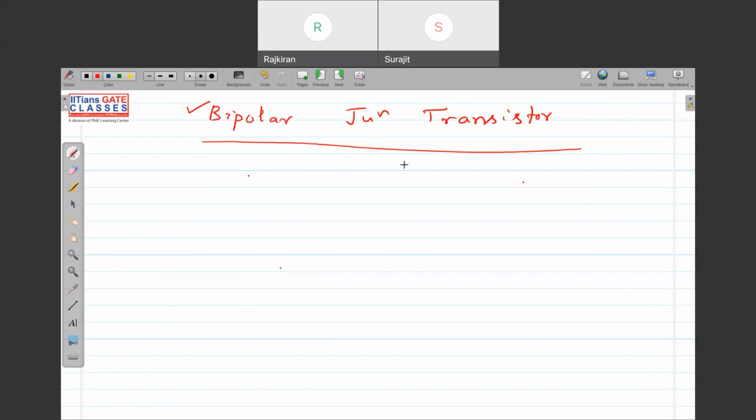So what is the property of this transistor? It is helpful in the application of amplification. This is the thing we need to discuss. First thing is we'll discuss the construction of the BJT.